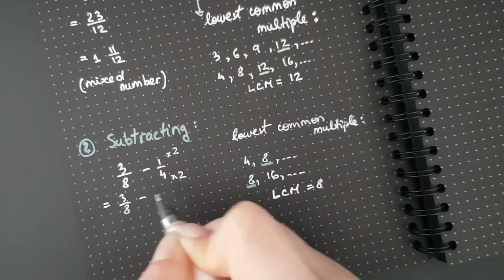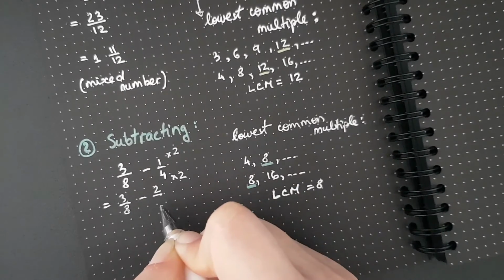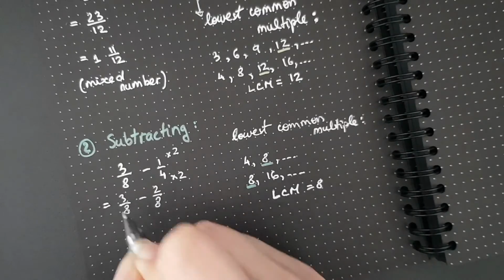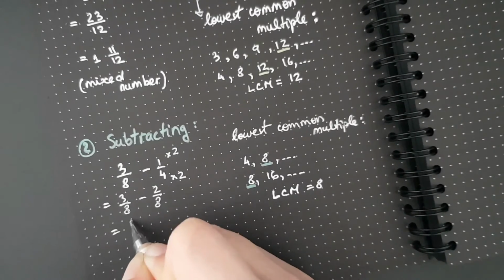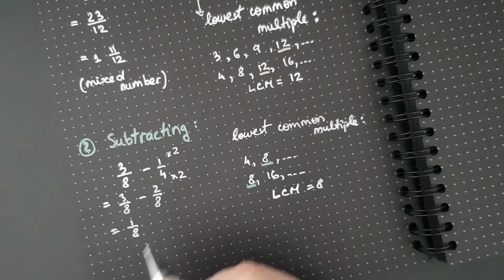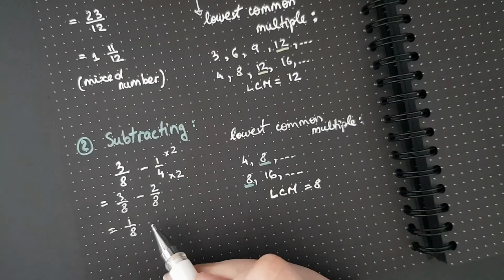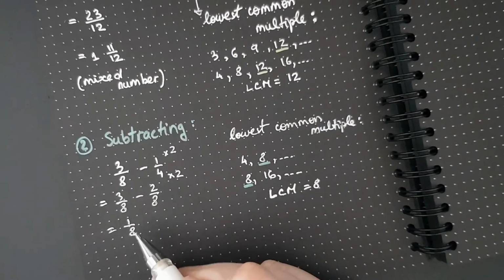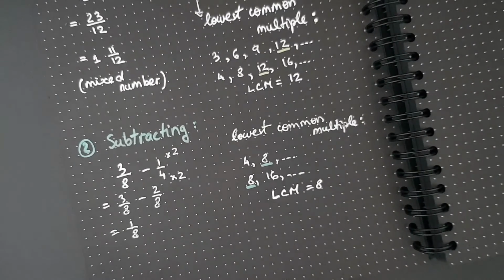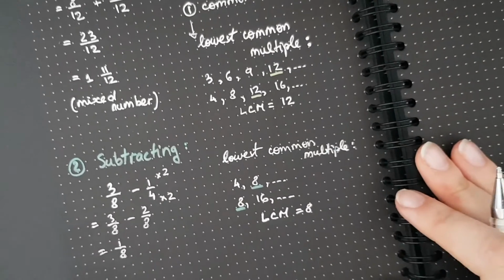So we've got 3 over 8, take away 2 over 8. We've got 3, take away 2. That's 1 over 8. And that's us done because I do not need to do anything else to these ones. So it's already fully simplified. And yeah, that's the general idea.